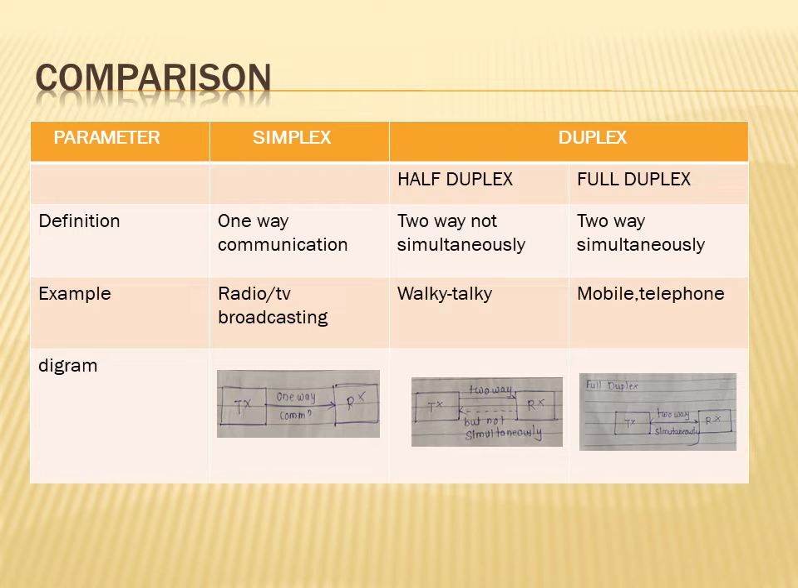Examples: radio and TV broadcasting for simplex, the walkie-talkie for half duplex, and the mobile phone for full duplex. And last one is the diagram. The first one is the diagram for simplex, the second one is for half duplex, and the third one is for full duplex. So this is a very important comparison.